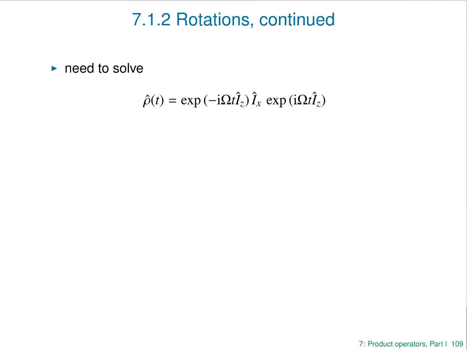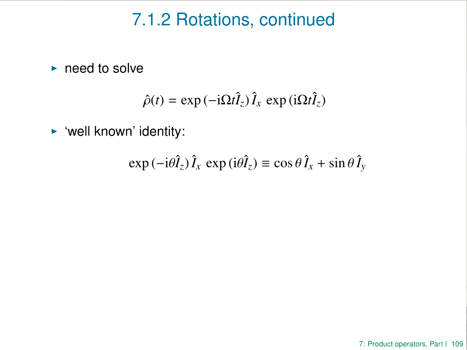Well, I said that all of the solutions we need are already known, and if you get a book about the theory of angular momentum, and I'm sure you have one by your bedside, you will discover this equation: e to the minus i theta Iz, Ix, e to the i theta Iz is equivalent to cos theta Ix plus sine theta Iy. That is a well-known identity in the theory of angular momentum. Now, if you want to know where that comes from, we can talk about that another day, but these you just have to take as given.